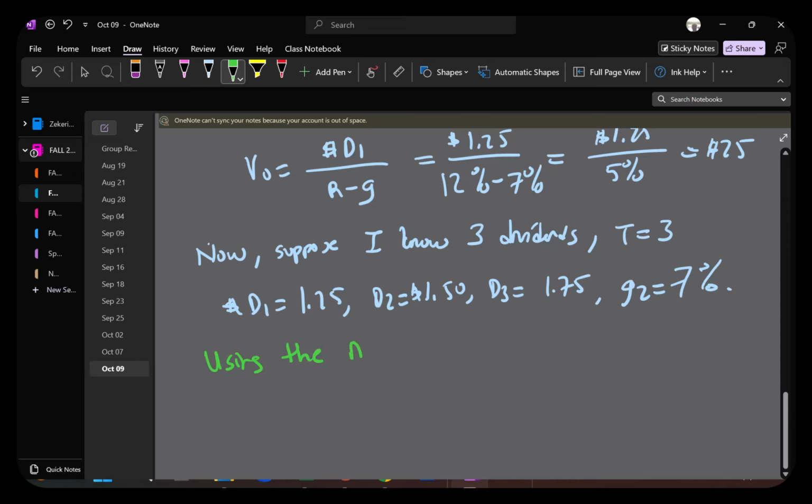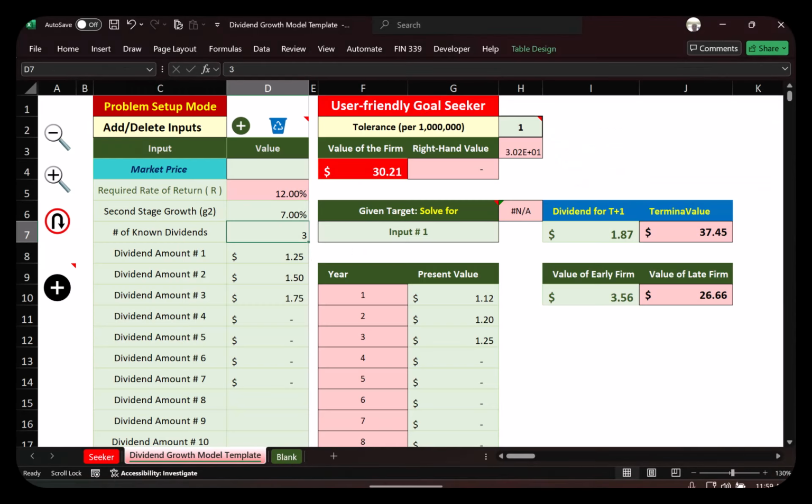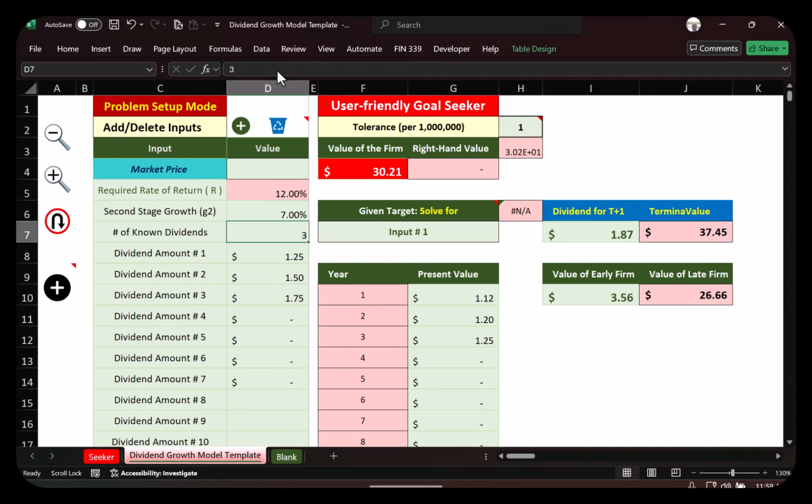Using the DGM template. $30.21. Okay. There's not much more to it.